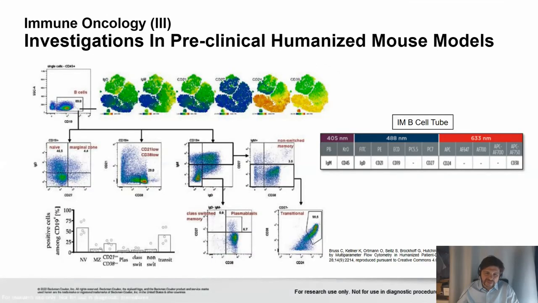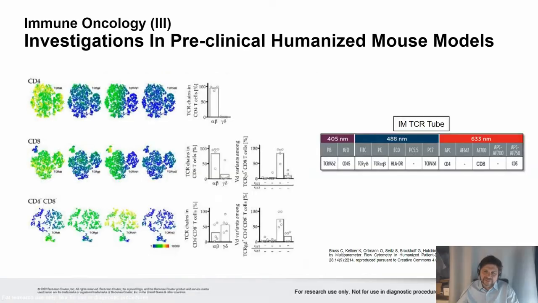So here we see this for B cells, where we can find all kinds of different B cells just by applying this dry tube. So very easy. IM B cell, another marker that would be used to counter stain any mouse leukocytes. And there you are, you could do your very classical analysis on the human hematopoietic system in the mouse by using a highly standardized product.